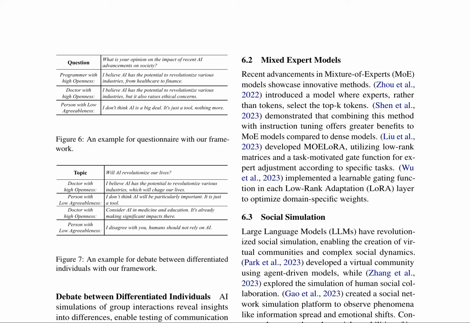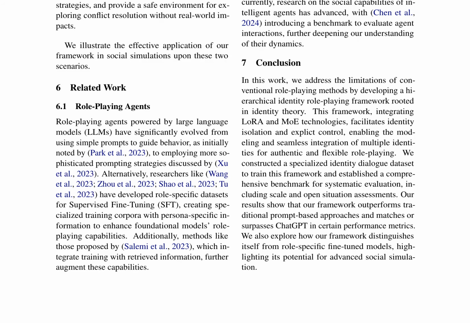The experimental setup involves fine-tuning HIRPF on top of Llama 2 7B Chat using the identity dialogue dataset, with the alpha and beta of the LoRA method set to 16, and the learning rate set to 1 × 10⁻⁴. The model is trained for 5 epochs on 8 NVIDIA RTX 4090 GPUs. HIRPF integrates LoRA and MoE technologies, enabling identity isolation and explicit control for authentic and flexible role-playing. The framework is evaluated through scale and open situation assessments, demonstrating its effectiveness in simulating multiple identities. An ablation study validates the efficacy of identity isolation and explicit control within the framework.